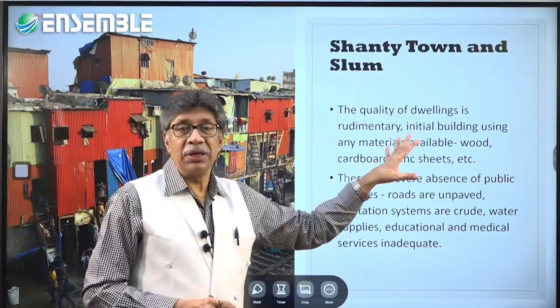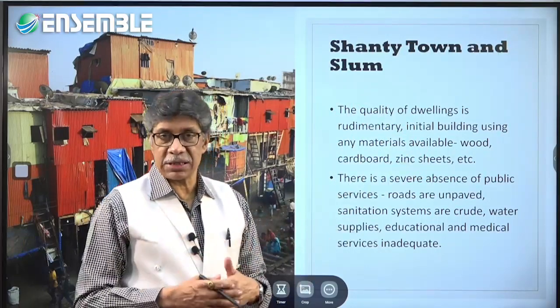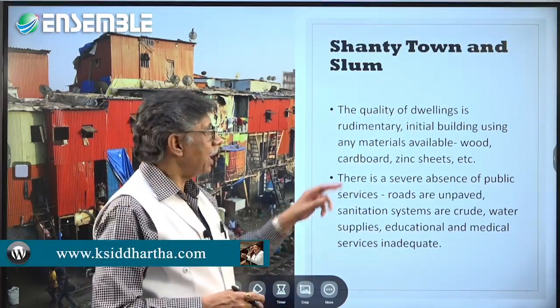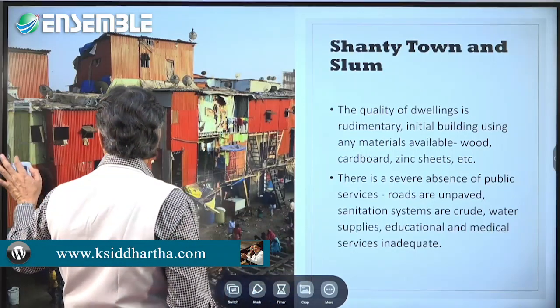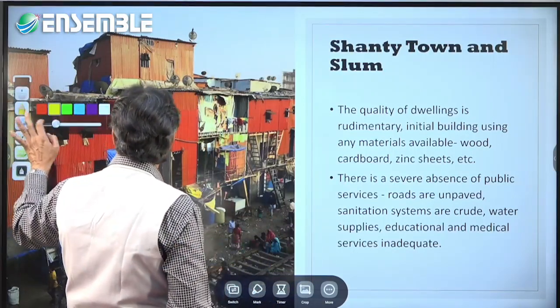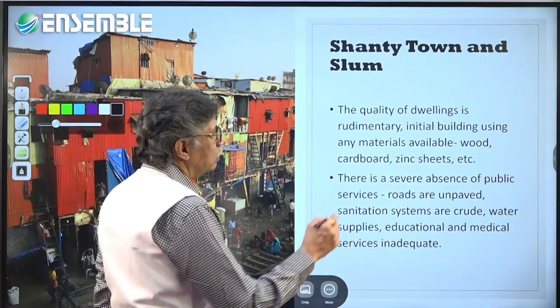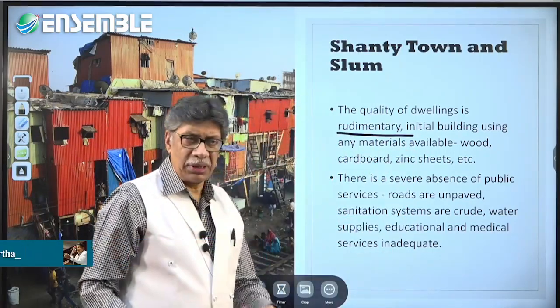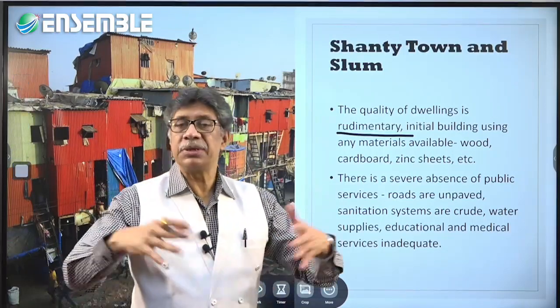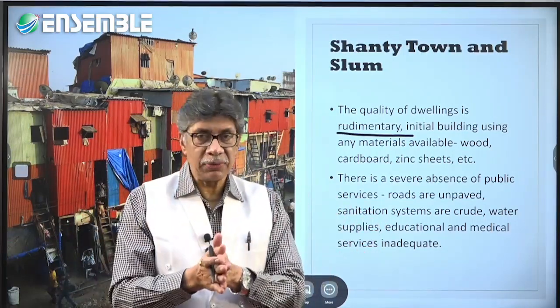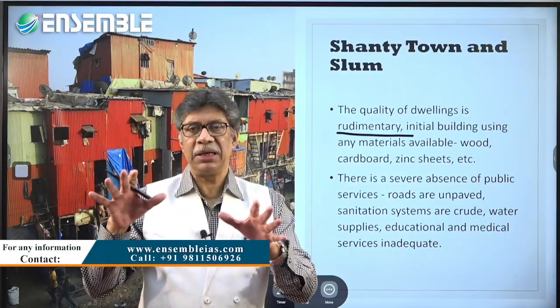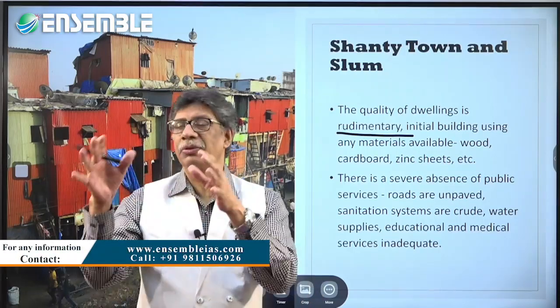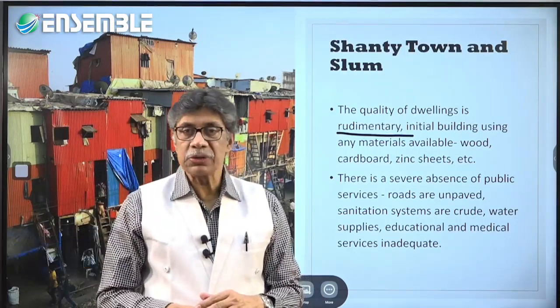The quality of dwellings, that means the quality of housing in such shanty settlements, is actually very rudimentary. And when we say it is very rudimentary, we are talking about the fact that they will use every type of material possible. That is asbestos sheets, certain types of cardboard, anything available anywhere, some amount of bricks, some amount of stones, and so on and so forth.